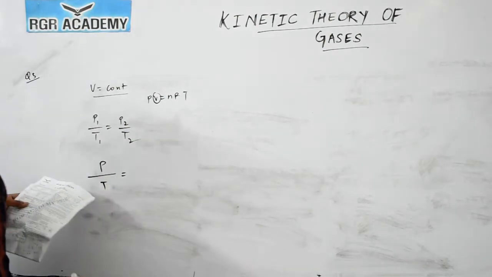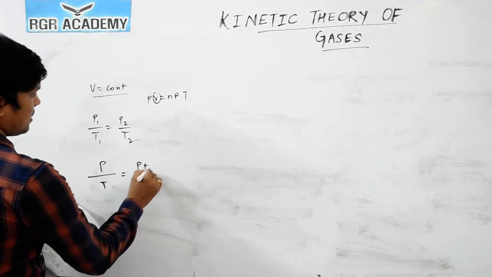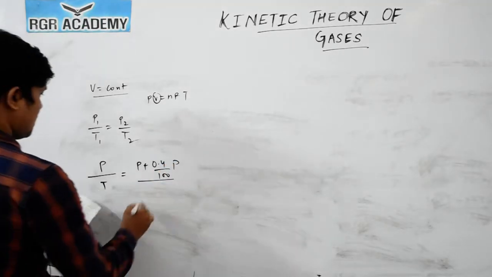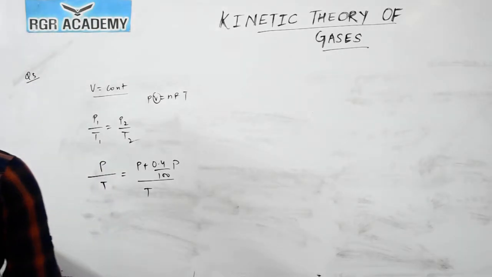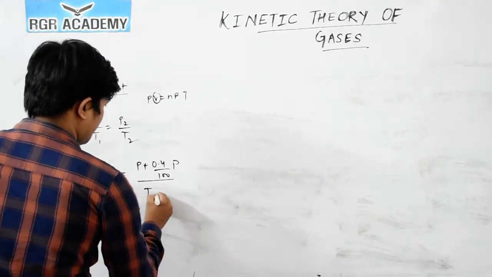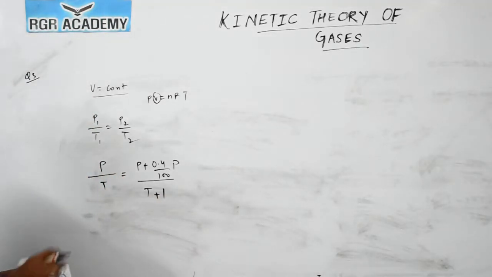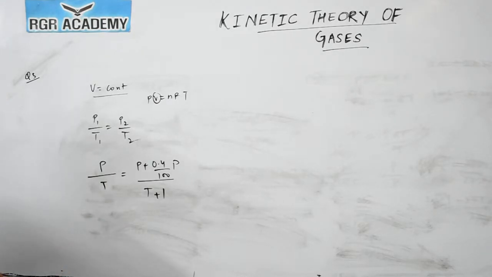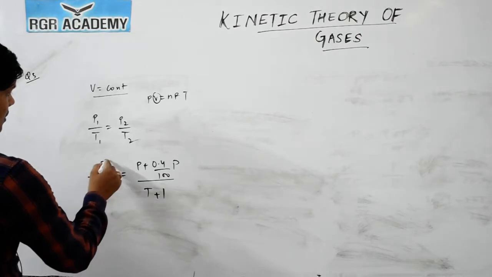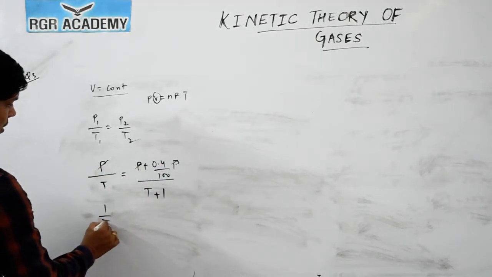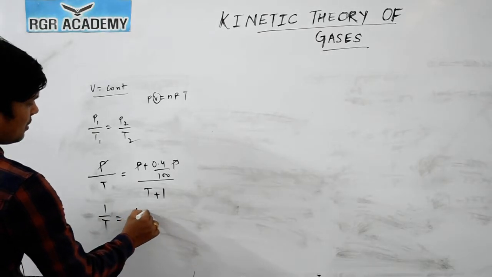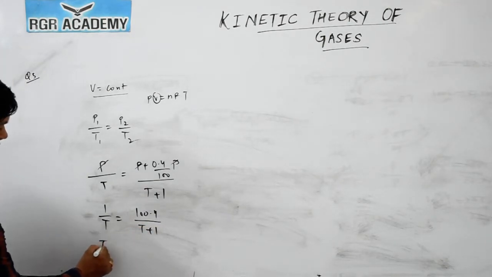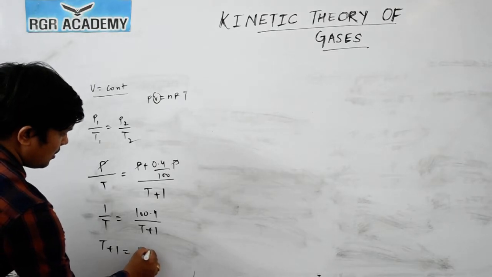It should be equal to, final pressure is P plus 0.4% of P, divided by the temperature. Since it is heated by 1 degree Celsius, the temperature will be T plus 1, because the change in degree Celsius as well as the change in Kelvin will be the same. They are asking the value of T. From this equation, P and P will cancel out. So we get 1 by T is equal to 100.4 divided by T plus 1.